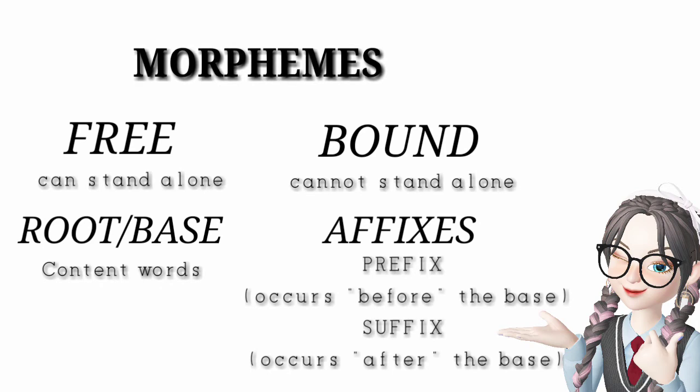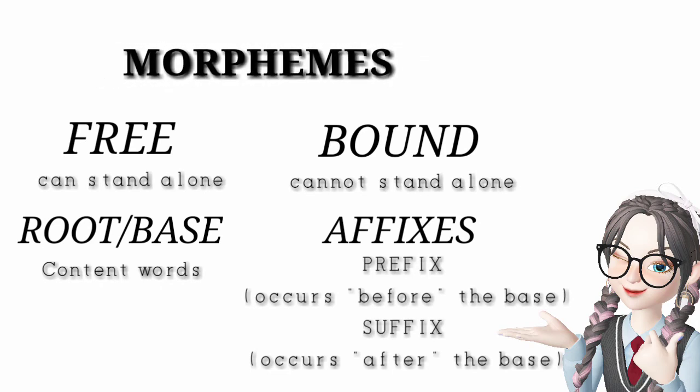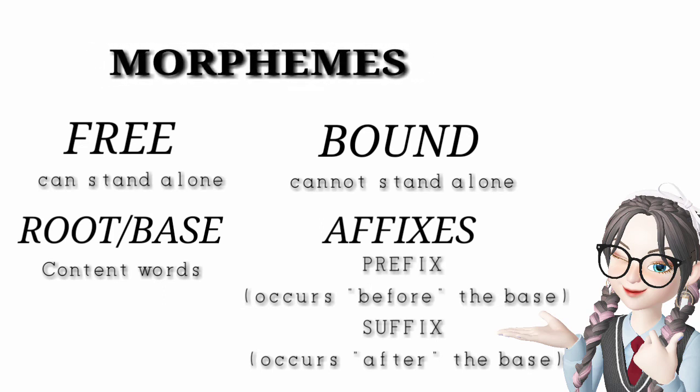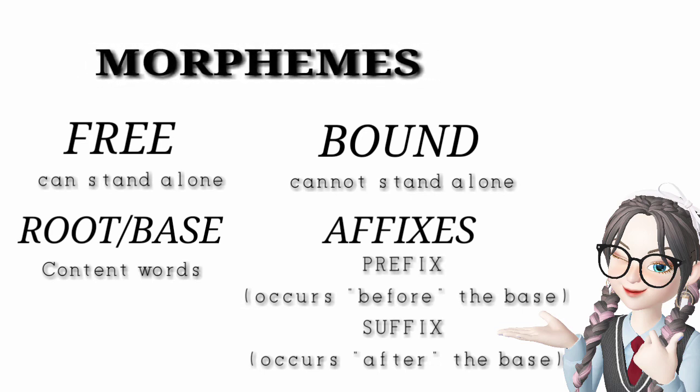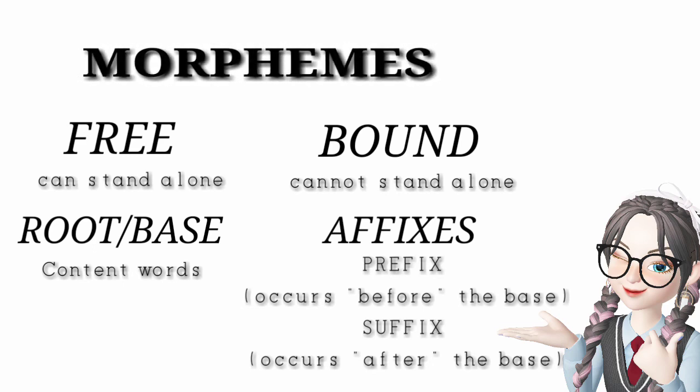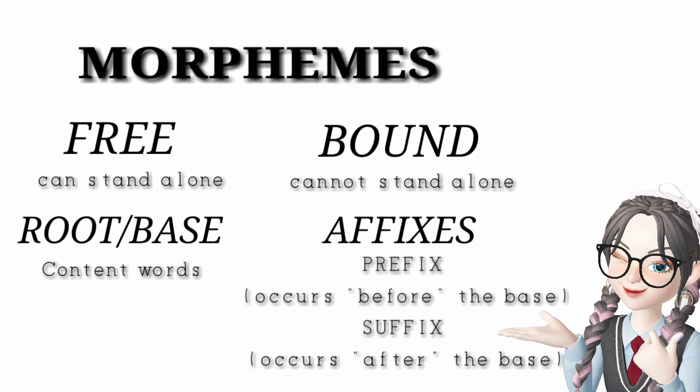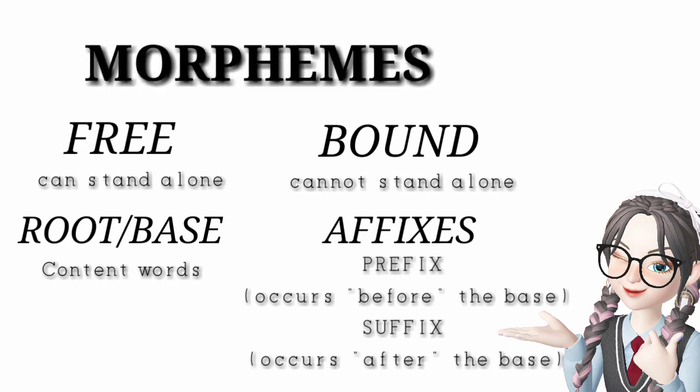Again, the two types of morphemes are free and bound. Remember that a free morpheme can stand alone while a bound morpheme cannot. Alright? Take note also of the two classes of morpheme, the root or base and affixes. The root word or base is the content word, and the affixes have two types: the prefix that occurs before the base and the suffix that occurs after the base. Catch?